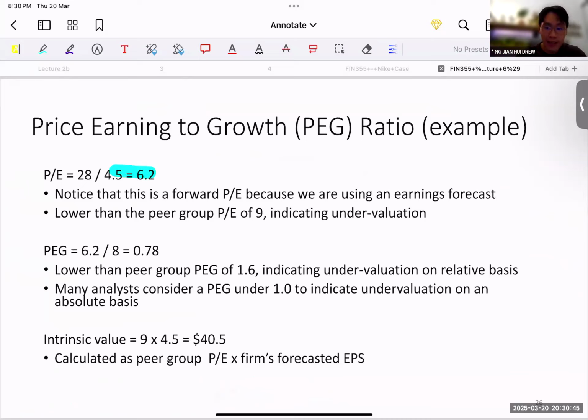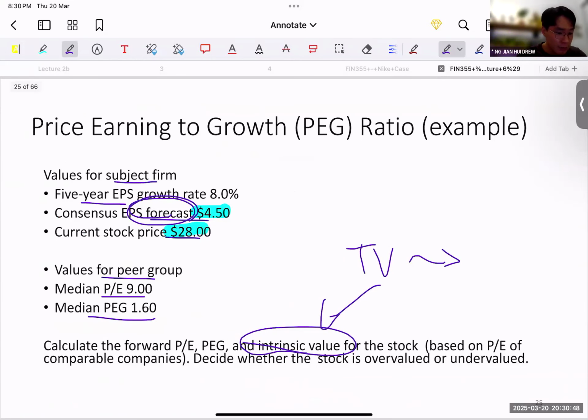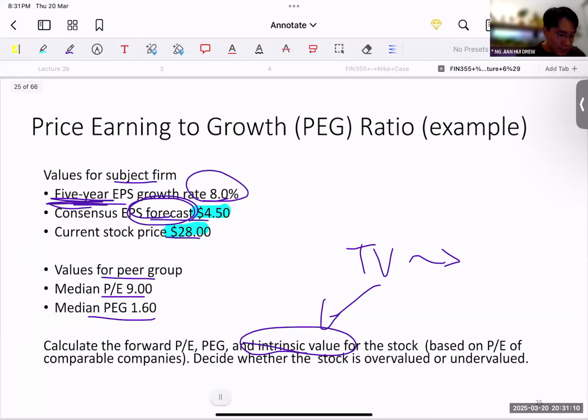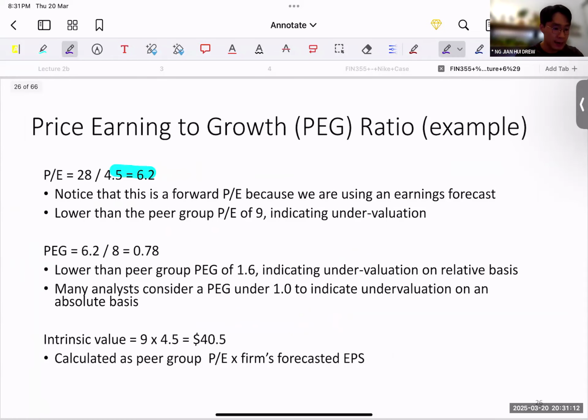For PEG, we divide by the growth rate. The growth rate is 8%. This is 5 year. So with 5 year growth, that means the forward PE is likely 5 years as well. This question is a bit silent, but likely it has to be apples to apples, right? So PE is likely forward 5 years divided by the growth of 5 years. It is lower than the peer group PEG of 1.6, which indicates undervaluation, and a PEG under one is considered undervalued.